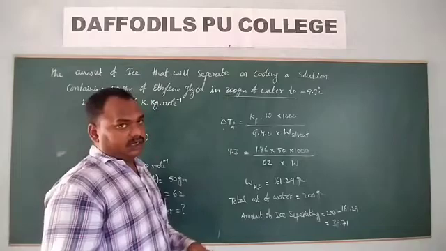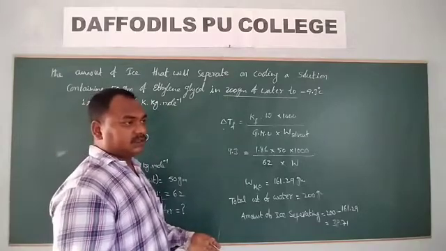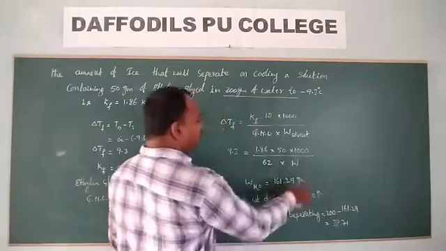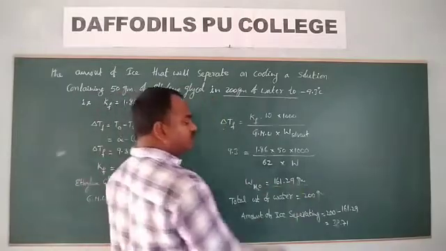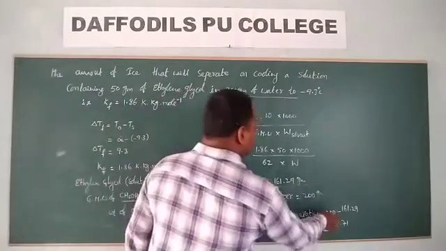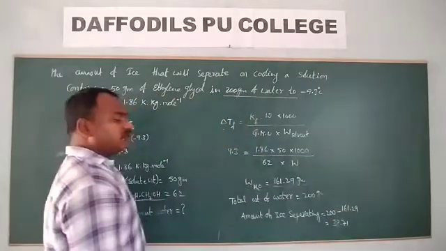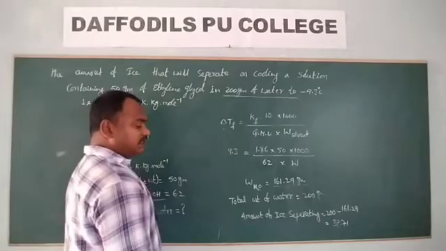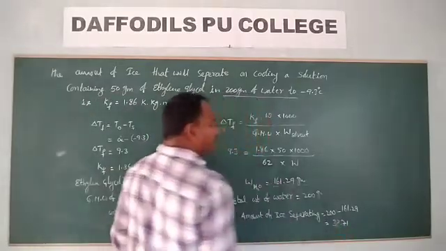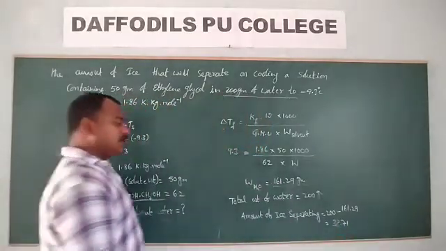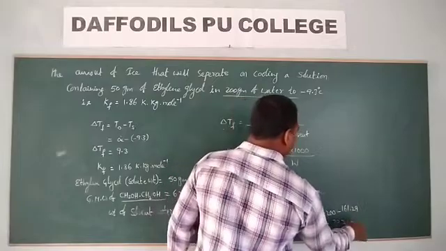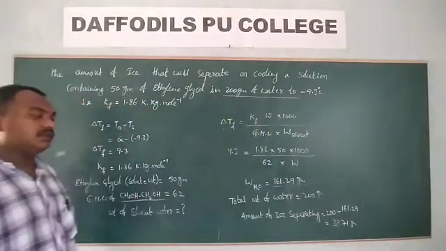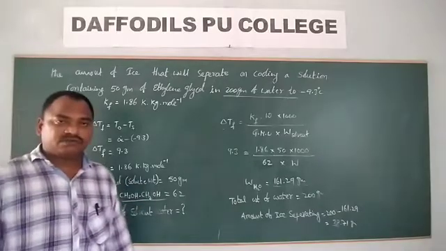But in the problem they gave 200 grams of water. In that 200 grams of water, we are obtaining only 161.29 grams of water as solvent. So 200 minus 161.29 grams of water, the amount of ice separating is 8.71 grams. So this much ice is going to separate out from the 200 grams of water.